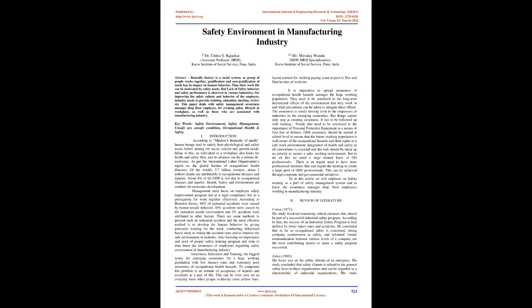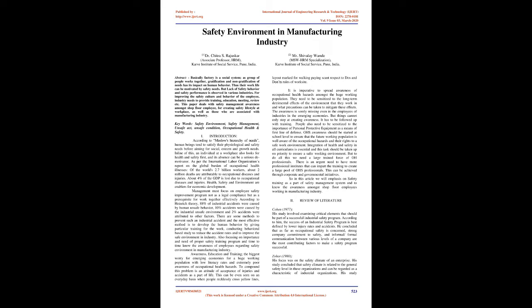There are some methods to prevent such industrial accidents, and the most effective method is to develop the human behavior by giving particular training for the work, conducting behavioral-based studies to reduce the accident rates and to improve the safe environment in industry. Also focusing on the importance and need of a proper safety training program and, from time to time, knowing the awareness of employees regarding the safety environment in manufacturing industry.